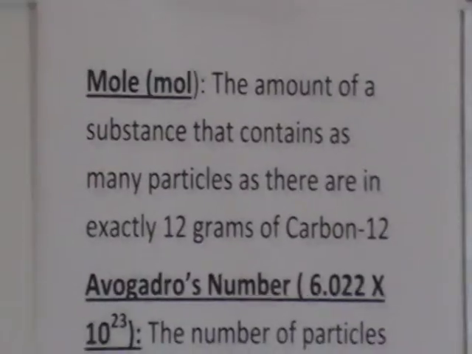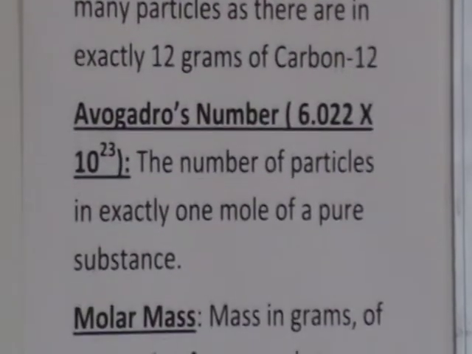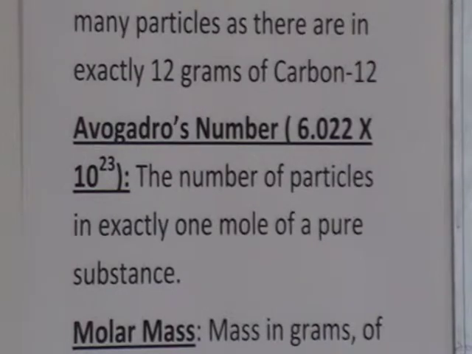So another thing that we would need to know, and we'll talk a little bit more about this when we convert to particles, is Avogadro's number, which is 6.022 times 10 to the 23rd. And this is the number of particles in exactly 1 mole of pure substance. And key right here, the number of particles, and this is why we use it to convert to particles, because if this is the number of particles in 1 mole of substance, then we can multiply our moles by this number to get how many atoms are in whatever we're dealing with.